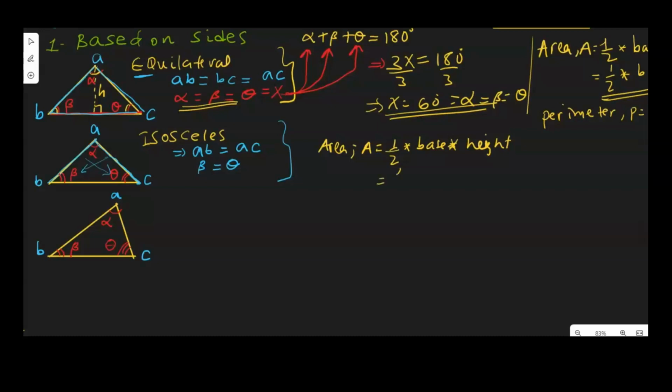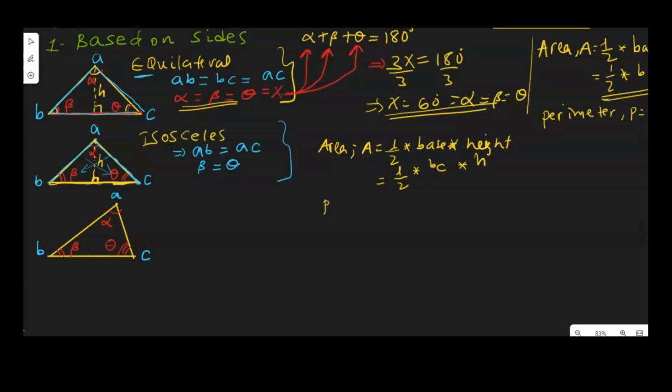We know that the base of this triangle is BC. What about the height? We can draw a straight line from vertex A all the way down to the base, and that makes 90 degrees, which is perpendicular to the base. So this is H. This is the area of a triangle.